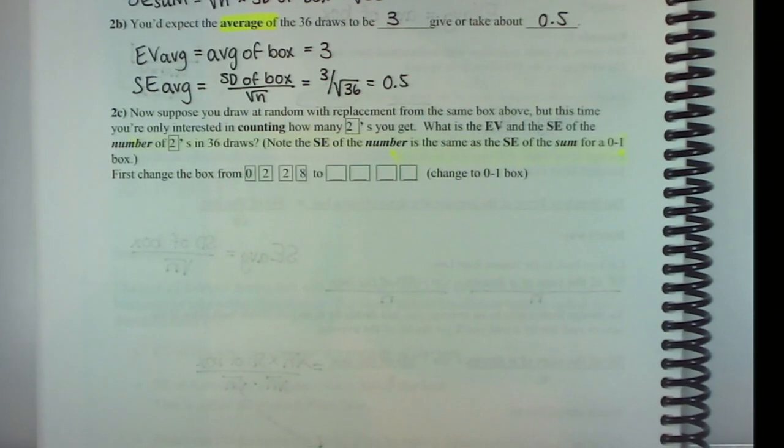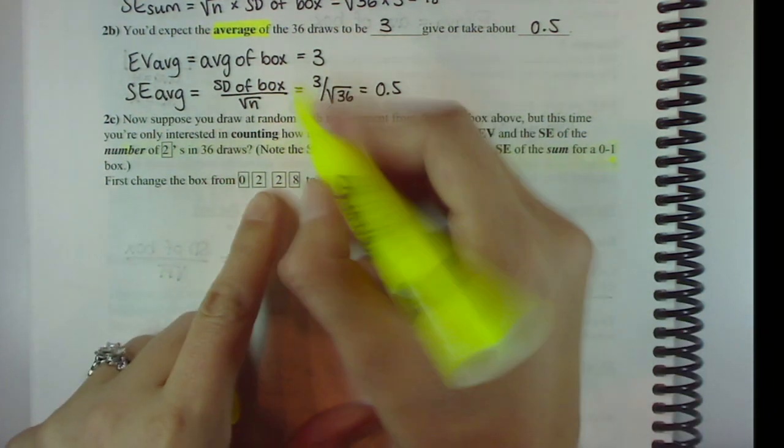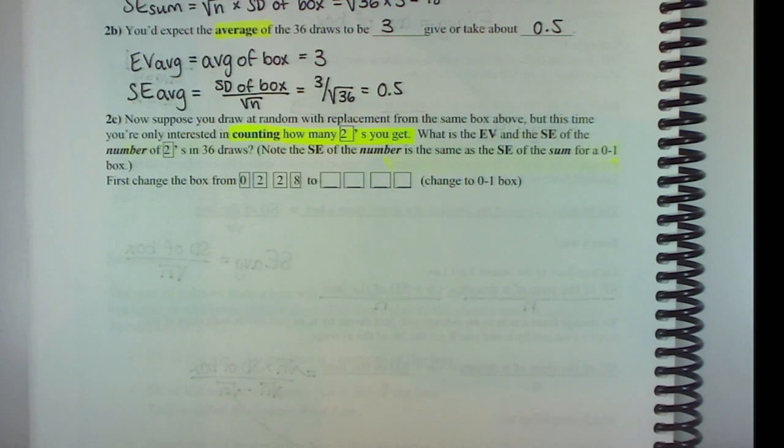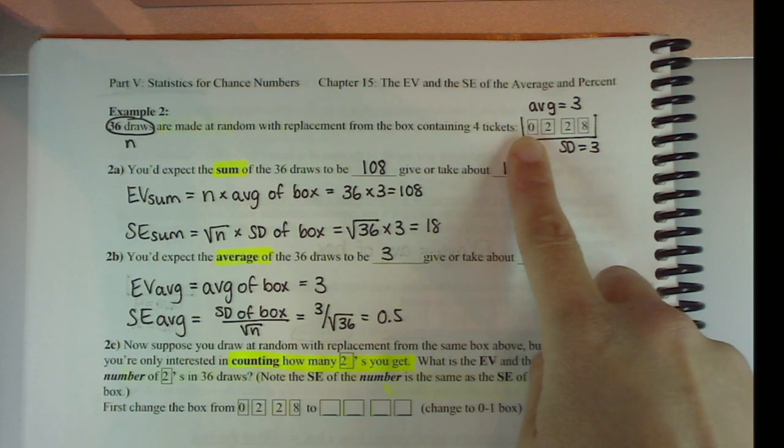The part C, though, it says, now suppose you draw at random with replacement from the same box, but this time you're not summing or taking the average. Instead, what do we want to know? How many 2s you get. So this is a binary outcome, right? We either get a 2 or we don't. So if I get a 2, I count that as I got 1 two. If I get a 0, that I didn't get a 2.